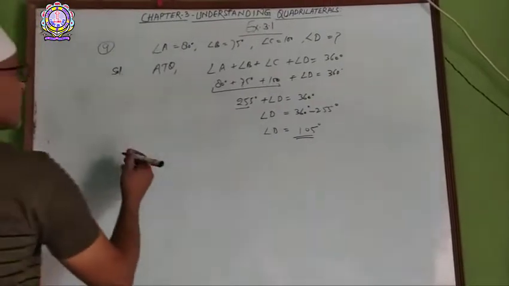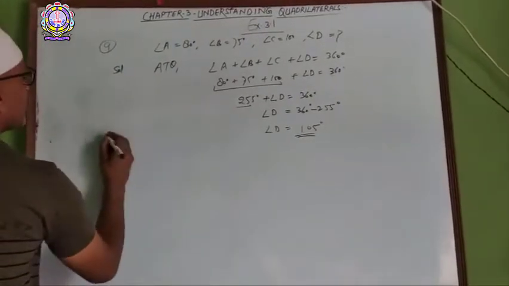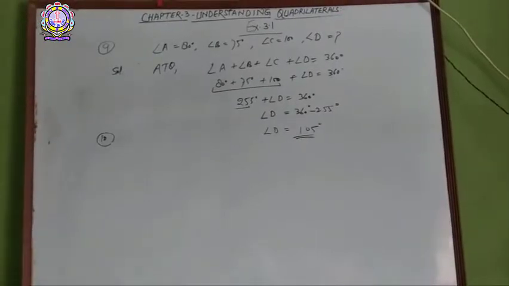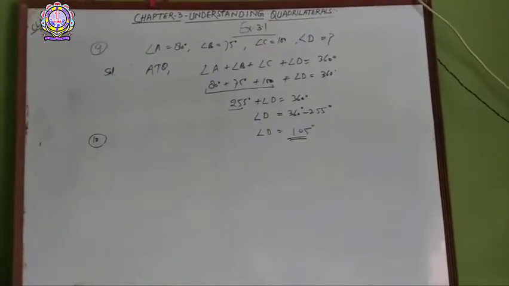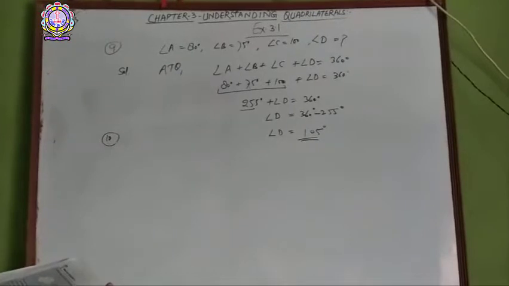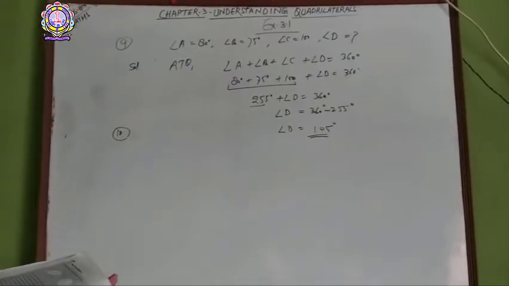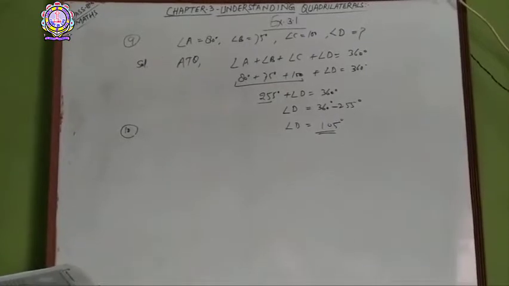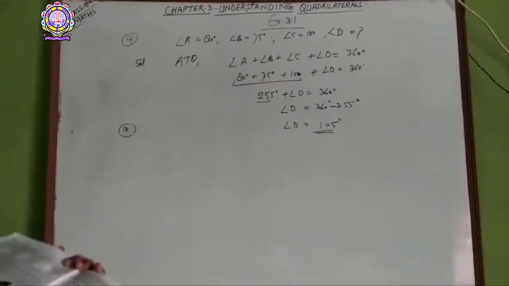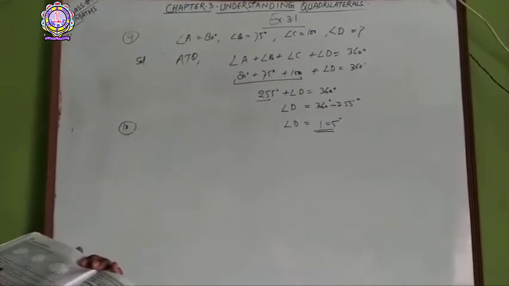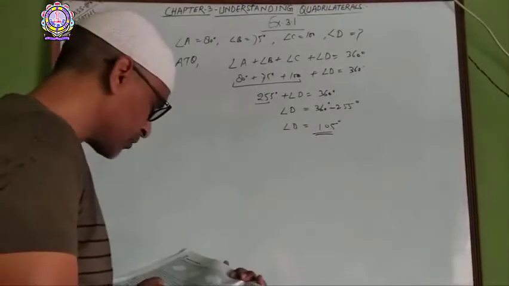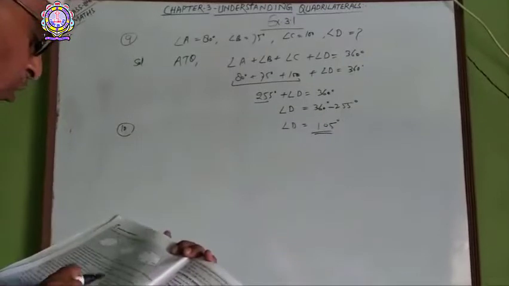Okay. Now we will solve question 10. Question 10 is: the interior angles of a quadrilateral are 4x, 5x plus 18 degrees, 6x plus 10 degrees and 7x minus 20. Find the value of x. Okay, here four angles of a quadrilateral are given. You know that the sum of four angles of a quadrilateral is equal to 360 degrees.